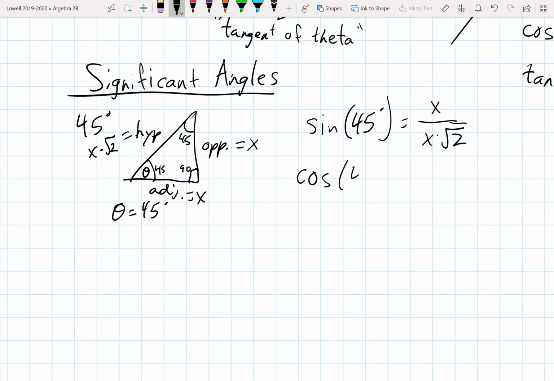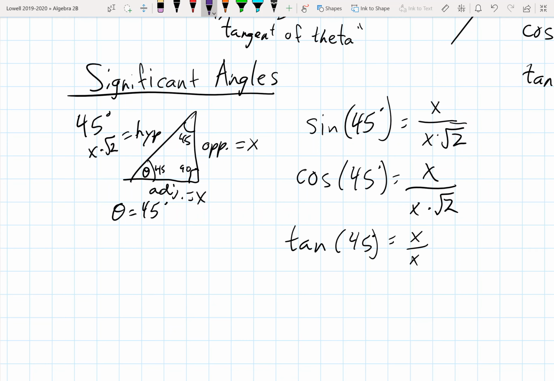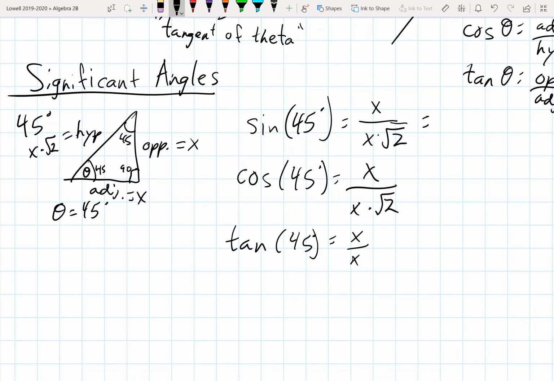Cosine of 45 degrees is adjacent over hypotenuse, but remember that adjacent and hypotenuse are actually the same length in a 45, 45, 90 triangle. And therefore, it's still just going to be x divided by x root 2. Lastly, we have tangent of 45 degrees, and that's just going to equal opposite over adjacent, or x over x. We can clean all these up and just be left with, well, scooch over here, 1 over root 2, 1 over root 2, and 1 here.